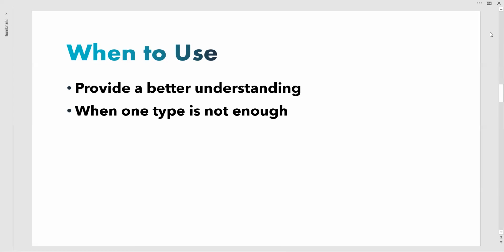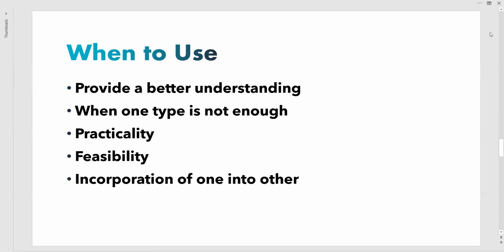Next point is, when one of the types, qualitative or quantitative, is not enough to address our research problem or to find the answers for the questions that we prepared while framing our research problem. And next one, practicality. It should be concerned towards the real world, and it can have multiple viewpoints like bias and non-bias, subjective, objective. These things might be there. Next one is feasibility. How feasible it is to carry out the research work. When we take both together, our work can be feasible. Next one, we can incorporate one method into another, like qualitative into a quantitative study, to get our work done.